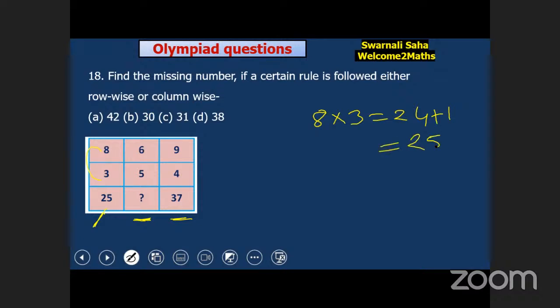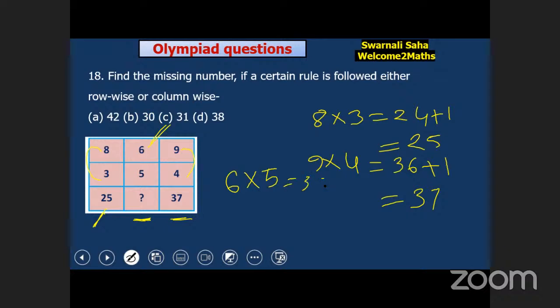Okay. So we have to check the next column too for surety. Here you also see the same thing. 9 into 4 is 36. We add 1, it becomes 37. So the same thing happens in the middle column too. Here also 6 into 5 is 30 and we have to add 1. So it becomes 31. Fine. So that is why C is the answer. Understood?